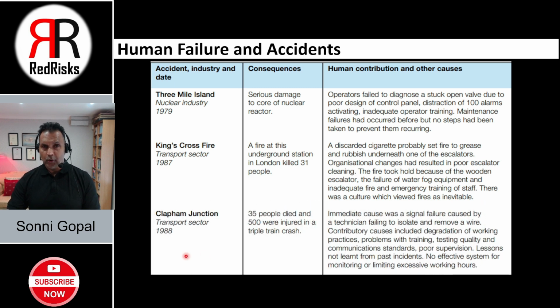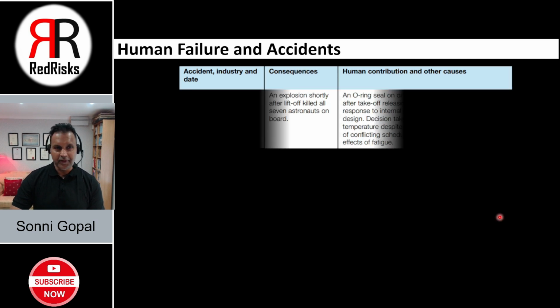Clapham Junction always pops up when it comes to looking at health and safety incidents and accidents. Transport sector again, 1988. 35 people died in this and 500 were injured. I remember this quite well because I happened to be around that area at the time. Fortunately not on that train. Here the immediate cause was a signal failure caused by a technician failing to isolate and remove a wire. So a number of things there.